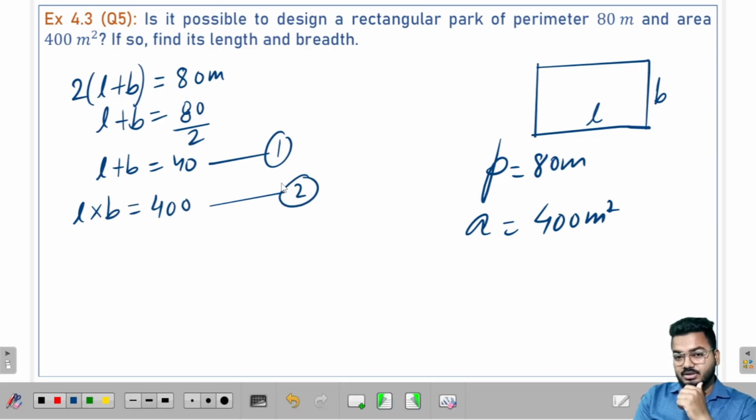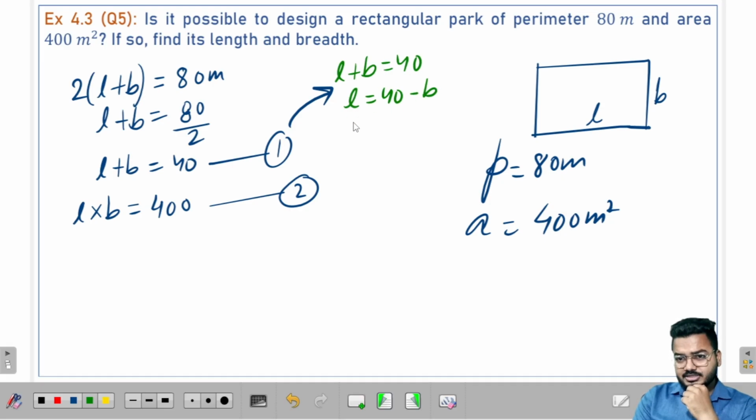This is equation 2. Now, अगर equation 1 से कोई एक value उठा के हम लोग यहाँ पे रखें, let's do that and find the length and breadth. So look at equation 1. If L plus B is 40, so L will be 40 minus B. Now I have to put this value in equation 2. So it will be (40 minus B) into B is equal to 400.